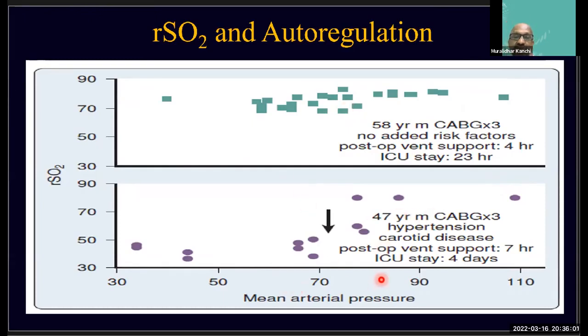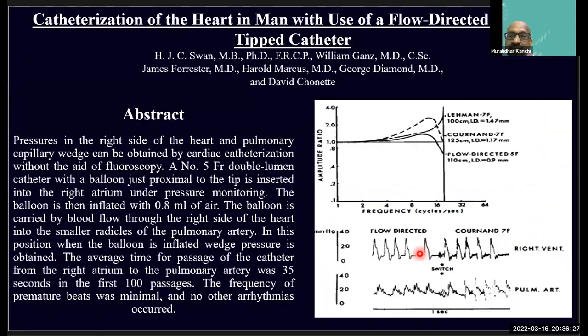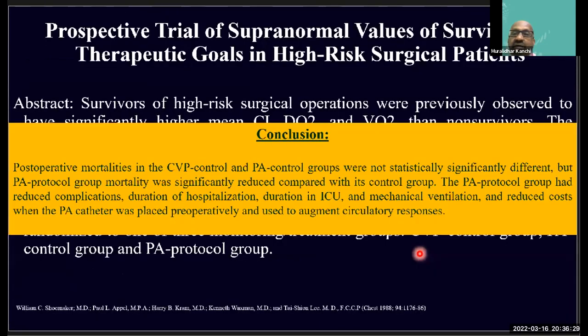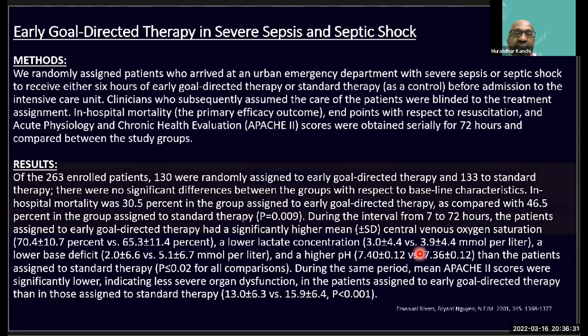Whereas if you take this patient, as soon as the mean arterial pressure came down below 70, there is a decrease in the regional oxygen saturation. So this patient must be managed within this range of mean arterial blood pressure. So the two candidates, though going for identical surgery, have different requirements in terms of mean arterial pressure. And I think I'll skip this for want of time.